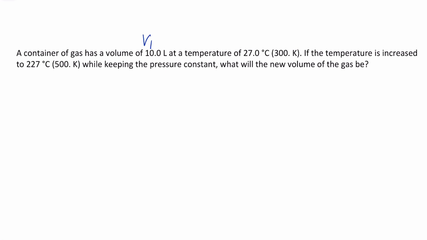which is V1, at a temperature of 300 kelvins, T1. If the temperature is increased to 500 kelvins, T2, while keeping the pressure constant, what will the new volume of the gas be? So given the context, we know that this is going to be a Charles law question. And Charles law states that V1 over T1 equals V2 over T2.